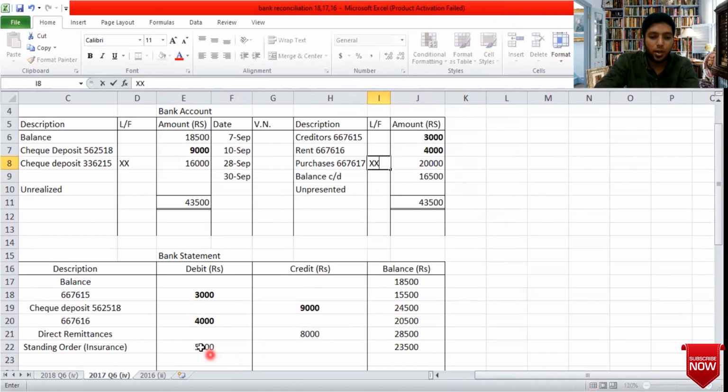Now you might think, okay, why have you not taken this 5,000? Because it's not a check. I only take checks when I compare my cash book with my bank statement. I only look at the checks. So remember that. Don't look at any other items.